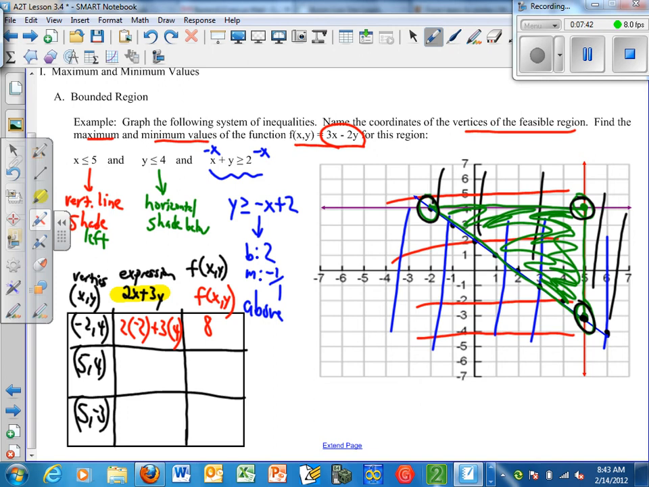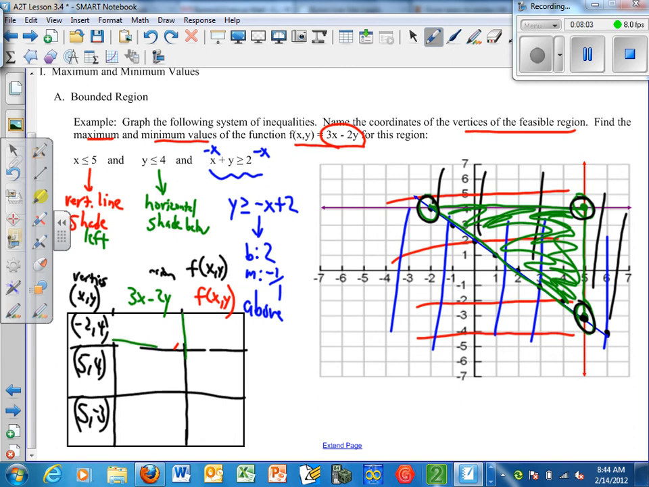I'm sorry, I have the wrong expression written down. Looking at my next example. So let's erase that. Excuse me. Let's erase that and get the correct expression written down. The expression here is 3x minus 2y. I was looking at my next example. So it's 3x minus 2y. So those are still the vertices.